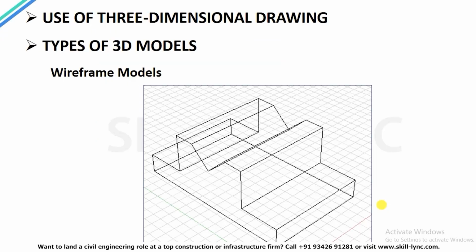3D models are basically classified into various kinds. A wireframe model is just like creating a 3D model with the help of lines. You can see that this is a wireframe model. There is no surface, there is no solid in it. It is not solid, but it is a wireframe model. Wireframe models are basically drawn with lines. I'll show you some examples.